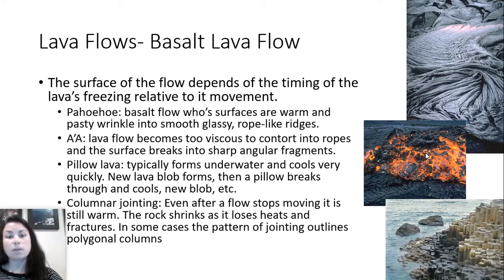And last, we have columnar jointing. So even after a flow stops moving, it's still warm, and it takes quite a while for that to cool completely. So the rock shrinks as it loses heat and then fractures. And in some cases, the pattern of jointing outlines polygonal columns. So here's an example of that in the bottom right-hand corner. Looking at columnar jointing in person is quite crazy, because it looks so geometric that you'd never think that it's totally naturally formed that way.